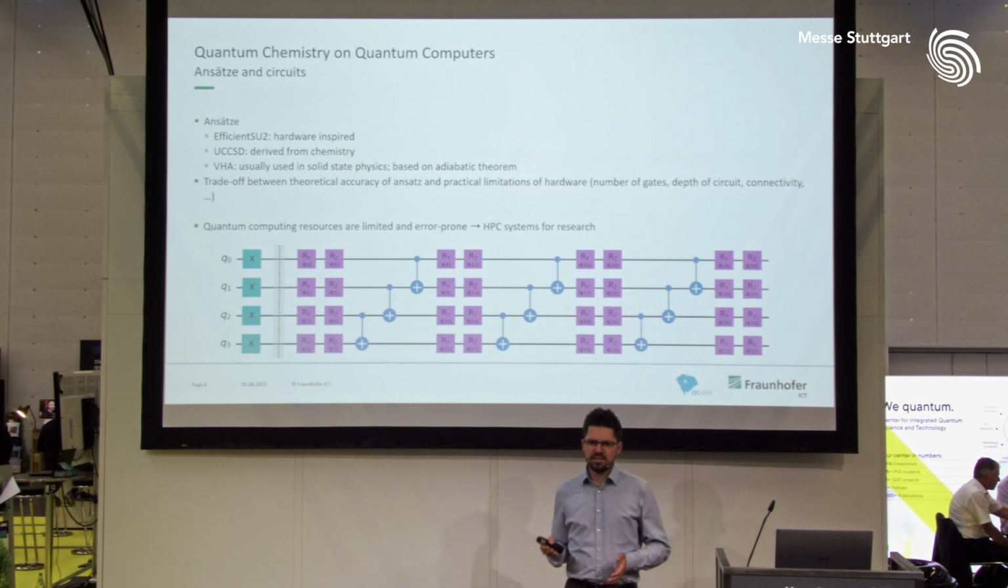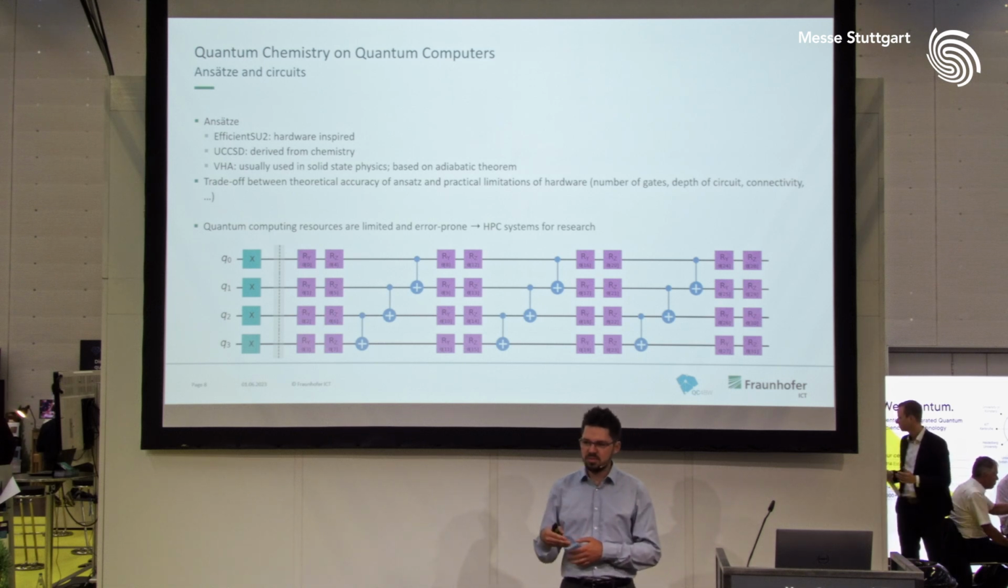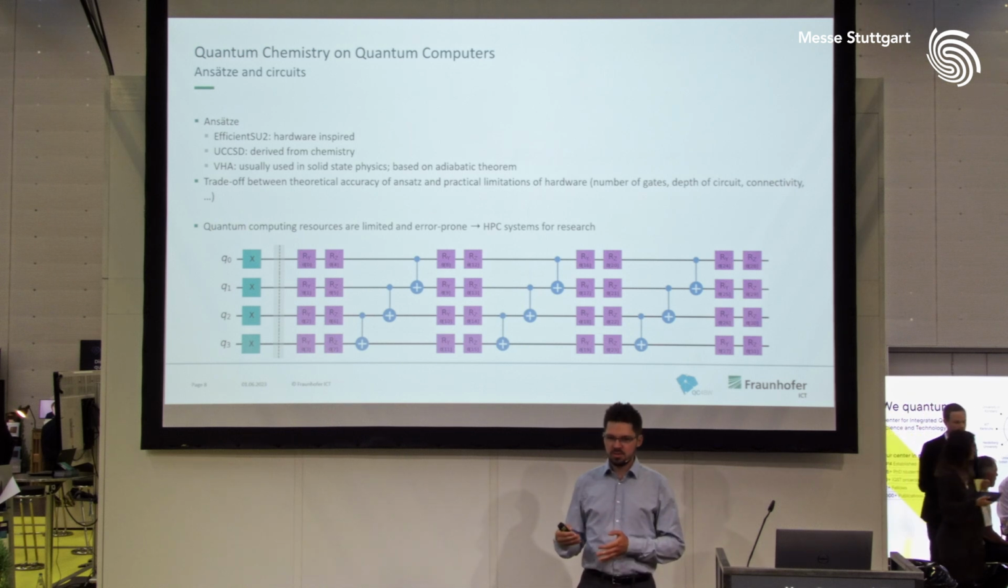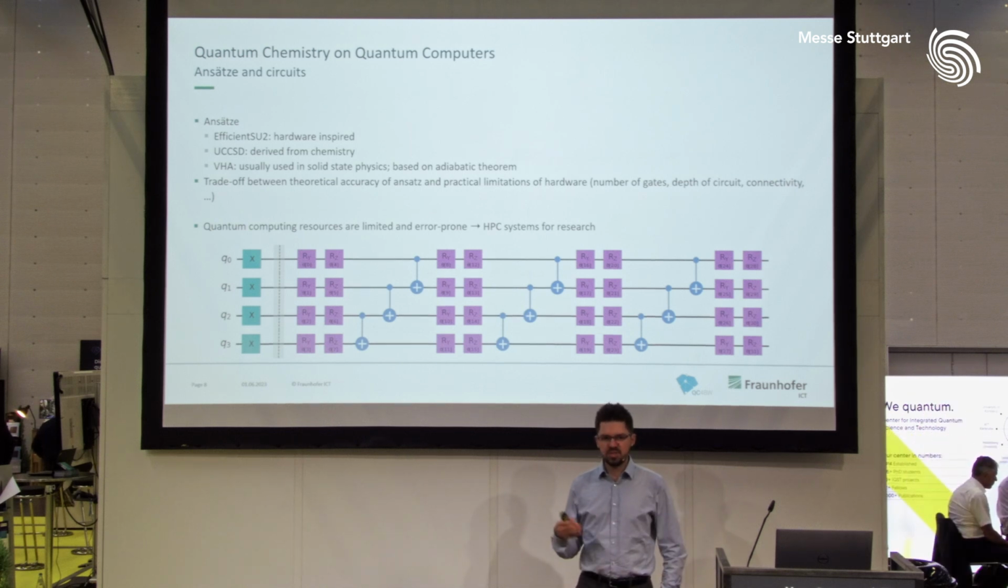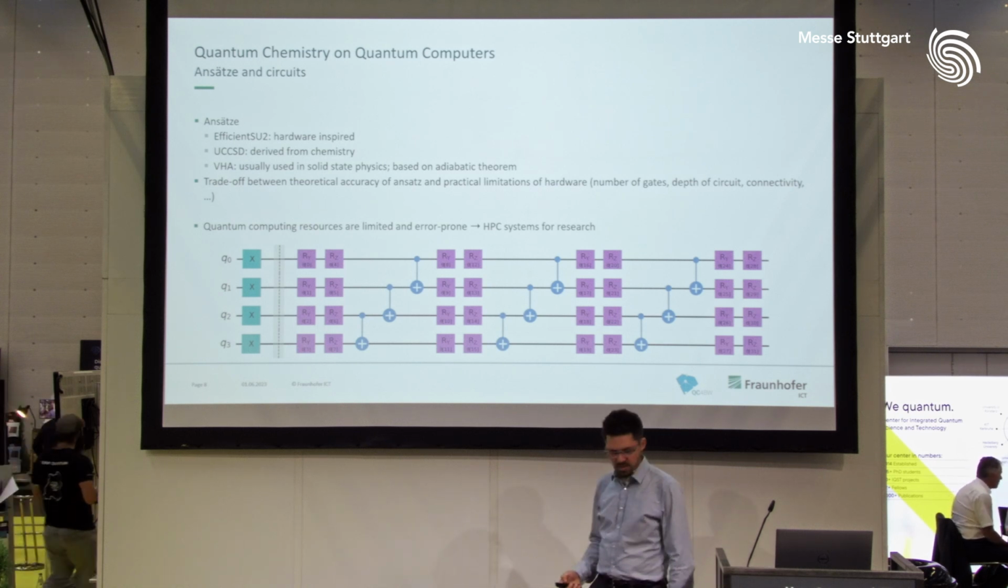So all these ansätze have different advantages and disadvantages. Some are longer than others, some have more parameters to optimize, which makes it more difficult to get the optimum, especially on some noisy NISQ quantum computer. So it's quite tricky to find the optimal ansatz, the optimal set of parameters, how to go on.